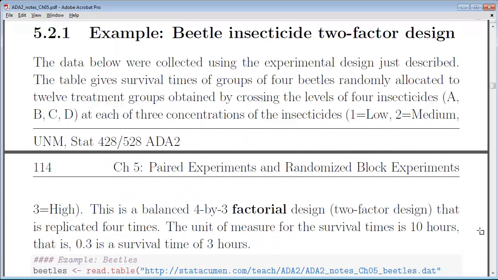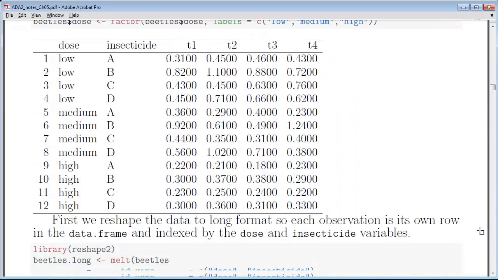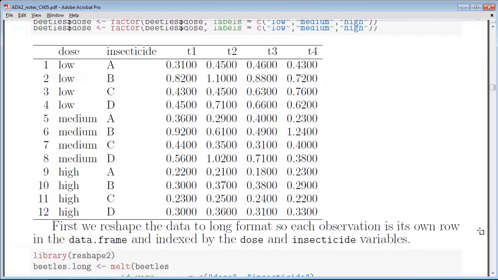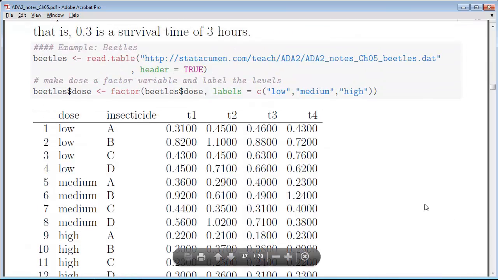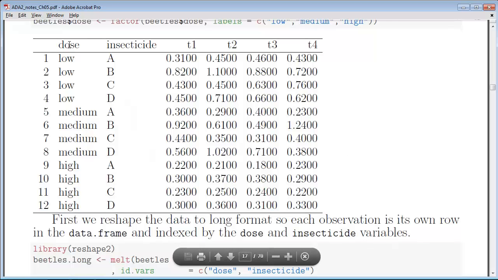All right, so let's take a look at the data for this. So I'll read in the data, create some factor variables. That's what that's doing there. And this is what the data looks like. We've got dose. Let's look at this column first. Insecticides, we've got A, B, C, and D. And notice that it repeats 3 times because we have the low, medium, and high doses.